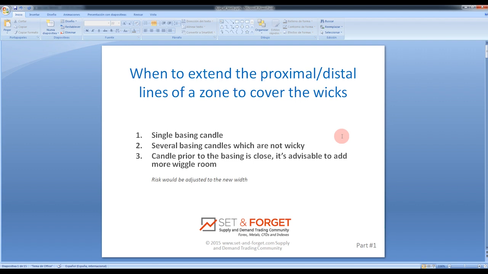For a supply zone we cover the highest highs, but for the lower lows of the zone we don't draw the proximal line at those areas. We just cover the closes and the opens.